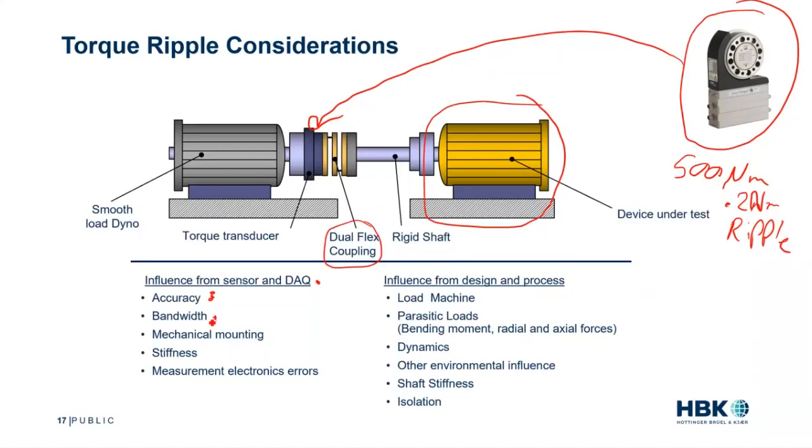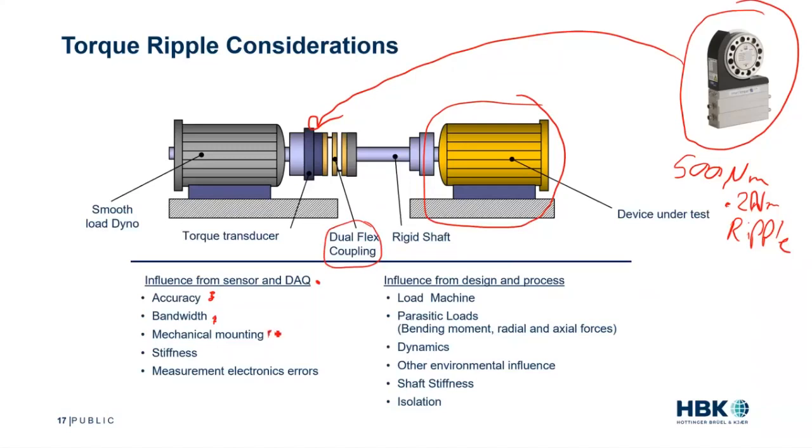And then your bandwidth, if your data acquisition can't measure the full bandwidth, or you don't know how it measures, you might want to investigate how it's measuring and if you're looking at that full bandwidth, because it's not as simple as one might think, especially with a frequency type torque output like we offer. So accuracy, bandwidth, very important for doing a torque ripple measurement.